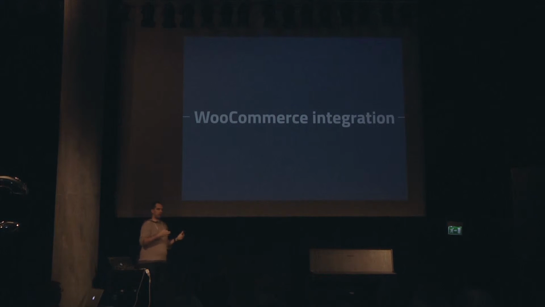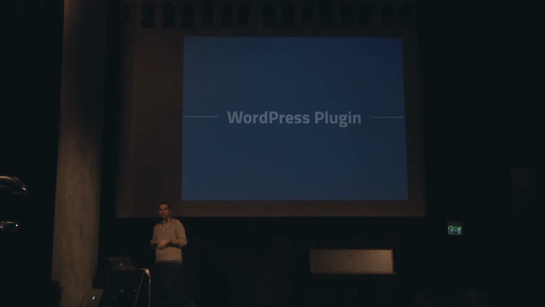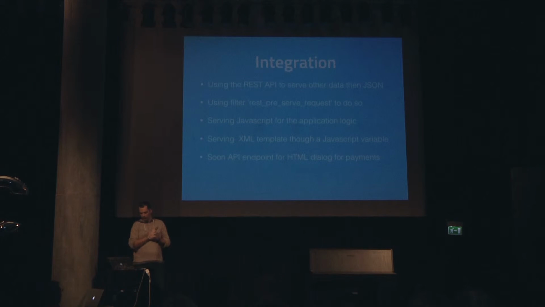And then we get to the good part, the WooCommerce integration. So first, we talk a little bit about the WordPress plugin. And it's basically using the REST API not to provide JSON, but to provide XML. And you can do that by the WordPress filter rest_pre_serve_request. So that's already before WordPress provides information. You can just provide your own information there and just echo it and exit before the rest of the JSON logic is called.